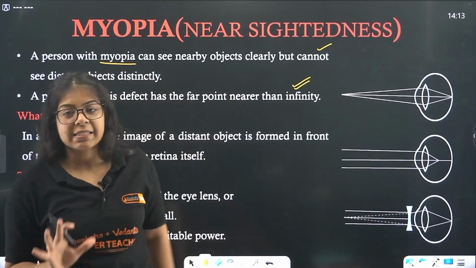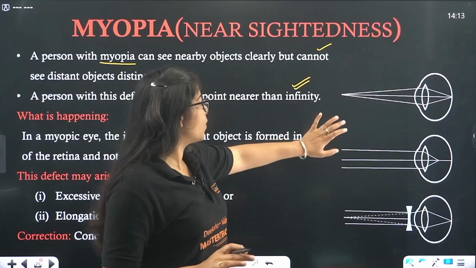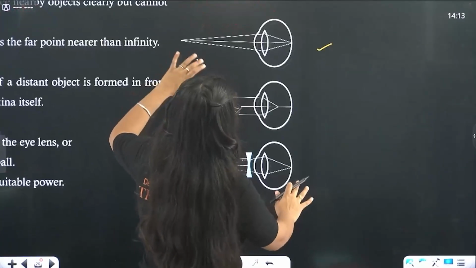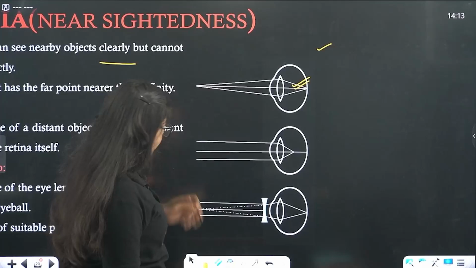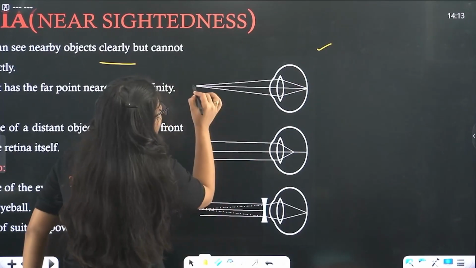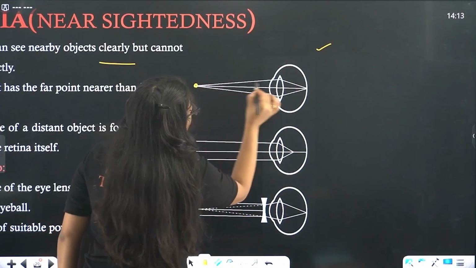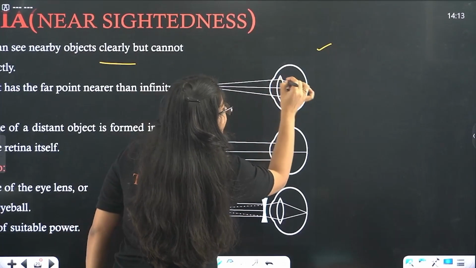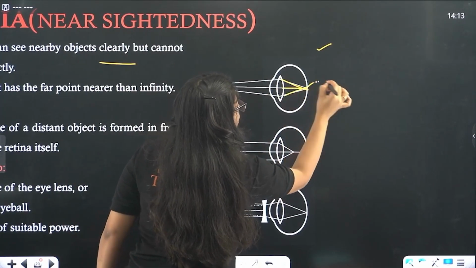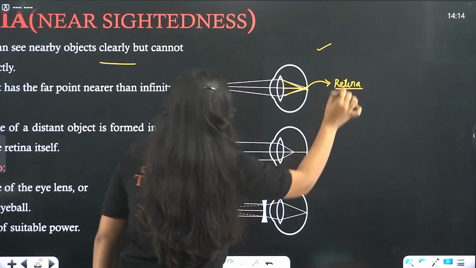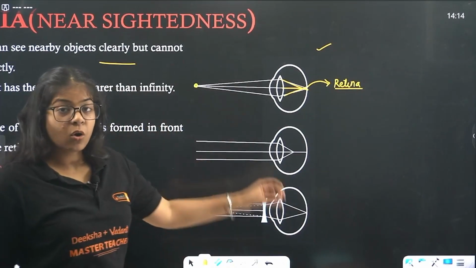Now, understand this very carefully. Focus on this particular section. What is happening, beta? See, this is your normal human eye. There is an object, all the rays are coming, this is your eye lens, they refract and the image is formed on the retina. That's what we studied in the first part of this chapter. All the images are formed on the retina.